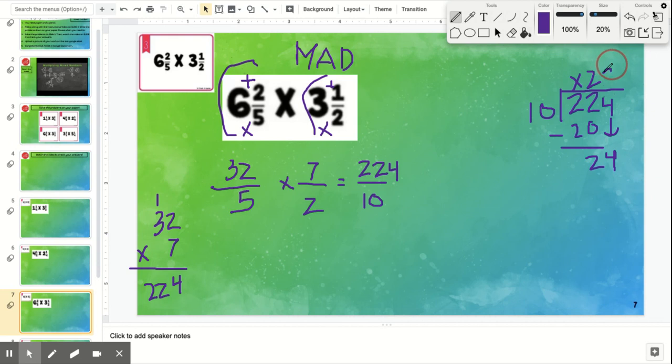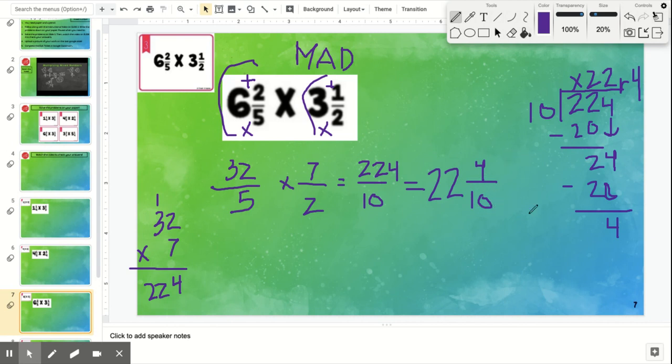10 fits into 24 2 times again. 10 times 2 is 20, and then we subtract and get 4. So 22 remainder 4. So 22 is our whole number. The remainder of 4 is our numerator, and then denominator stays the same.